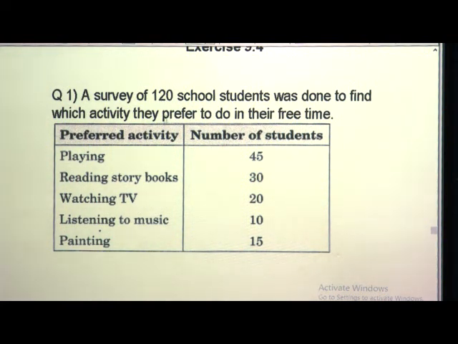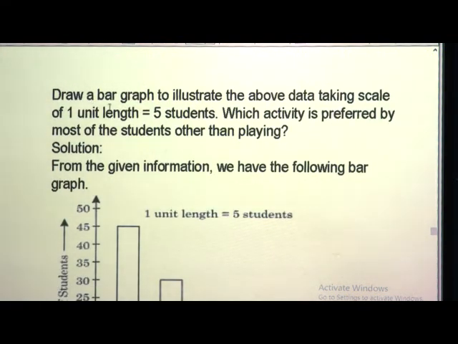A survey of 120 school students was done to find which activity they prefer to do in the free time. There were 5 different types of activities and the number of students who like them. Playing is liked by 45 students, reading story books by 30 students, watching TV by 20 students, listening to music by 10 students and painting by 15 students. Draw a bar graph to illustrate the above data taking scale of 1 unit length is equal to 5 students. Which activity is preferred by most of the students other than playing?